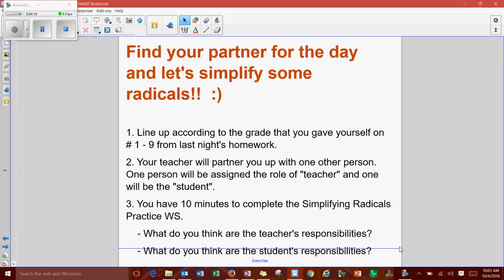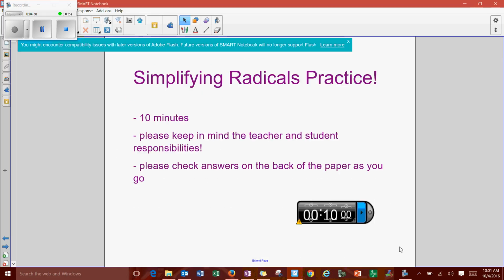So you can see it says simplifying radicals practice. There's 15 questions in your packet, the first page. The answers to those 15 questions are on the second page of the packet. So you can pause the video and you can get started working on that.